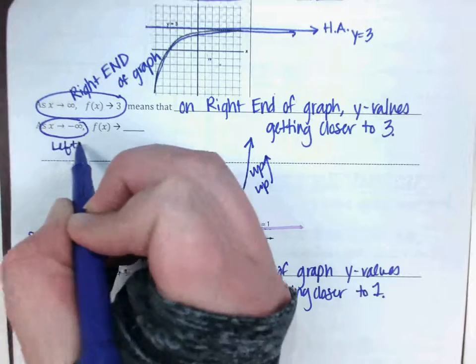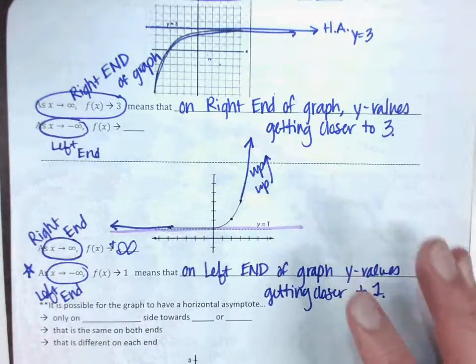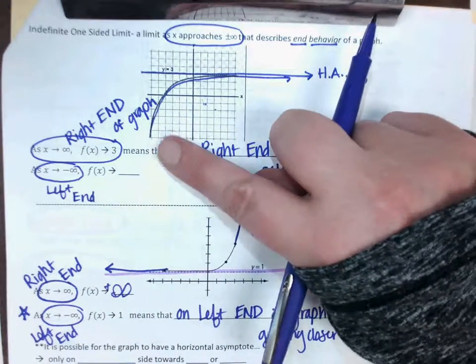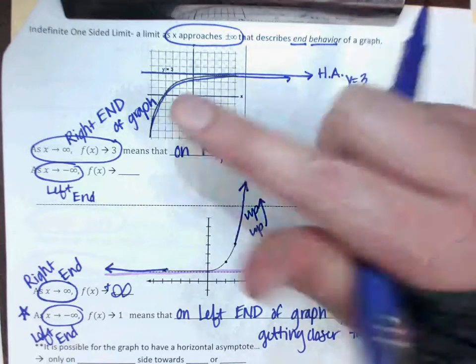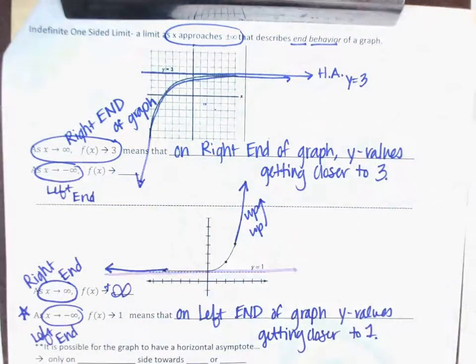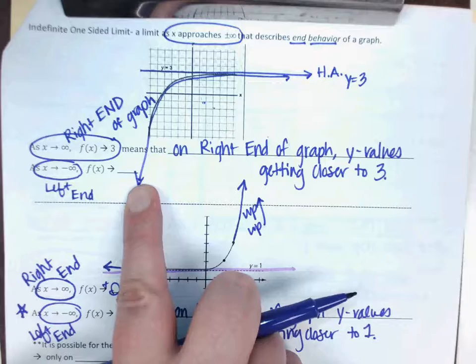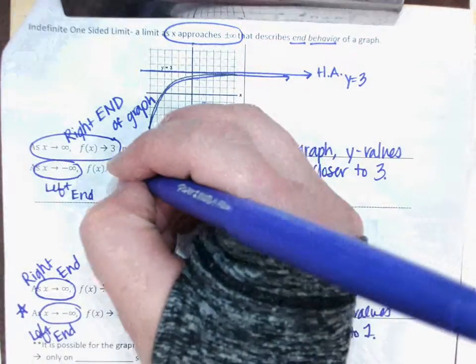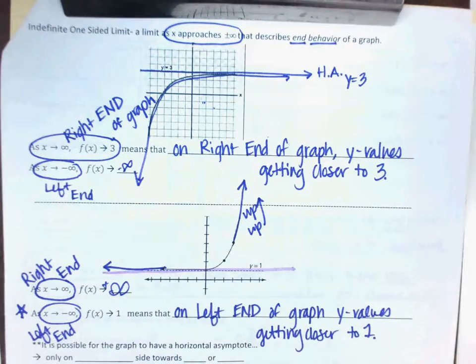Okay, look at the left end of the graph. Does it have an asymptote? No. What's it doing over here on the left end? Going down forever and ever and ever. What do I put? Negative infinity. So if x is going to infinity, you're looking at the right end. X approaching negative infinity, you're looking at the left end. Okay, so we have one more like that.